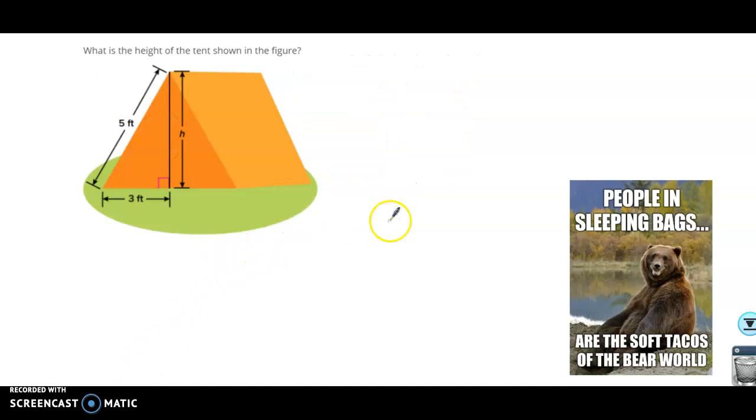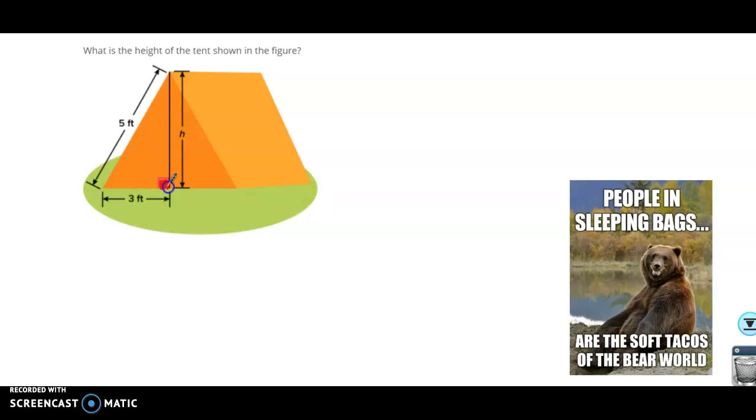Next, we have a tent. And I know I've used this Pinterest post before, so don't criticize, but I just thought it was appropriate since we had a tent. What is the height of the tent shown in the figure? Well, now they're using application problems.